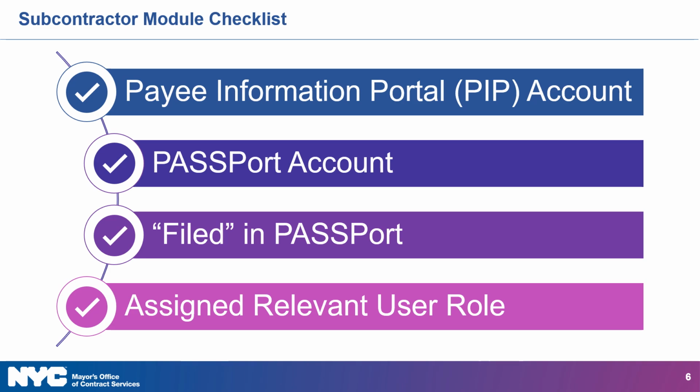The Payee Information Portal is managed by another agency, but it is important to have a PIP account as that is how the city processes its payments. We recommend getting a PIP account before creating a Passport account. The rest of the list shown on screen involves Passport, and we'll be going over how to do that so that you're ready to start your subcontracting tasks.